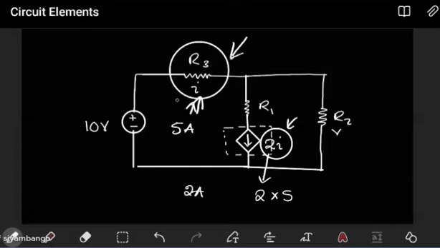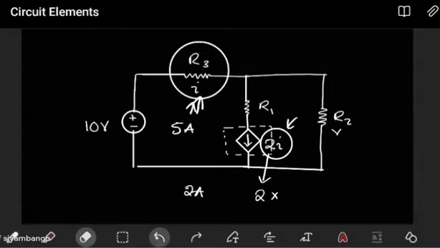Now imagine if the current passing through R3 was 0. If no current was passing through R3, it will imply that this is now 2 multiplying 0. So the current supplied by the dependent current source will end up being 0 amps. So it depends on the current passing through R3. So this is how it works.